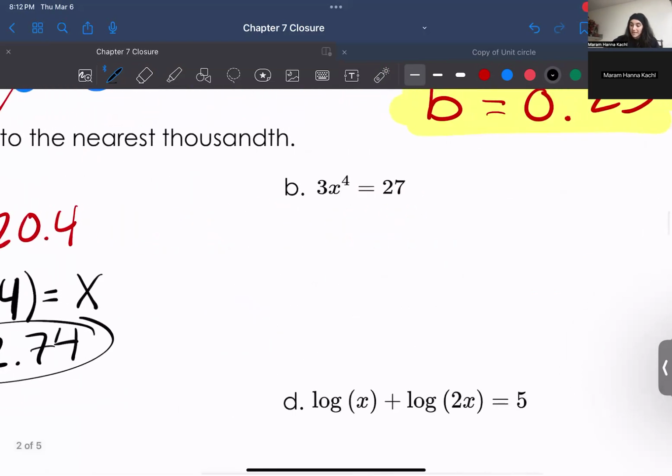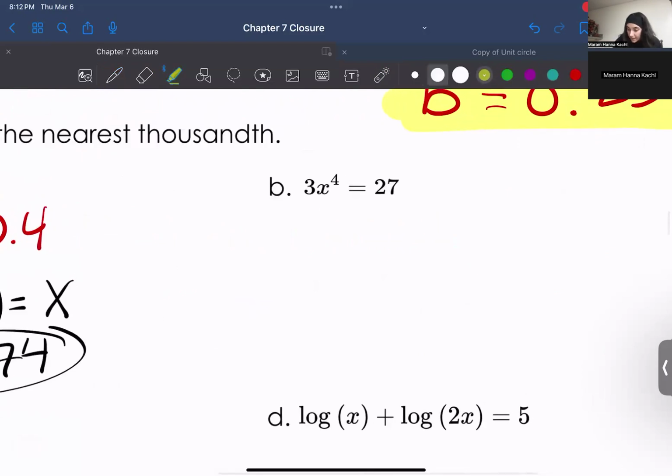Part B has an x to the 4th that I want to try to get isolated. That means I want to try to get x to the 4th by itself before I do anything else. So how do I undo multiplying by 3? That should be our first step. The answer to that is divide both sides by 3.